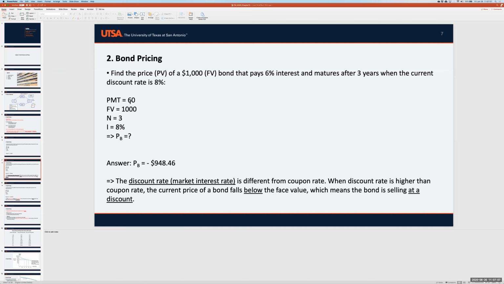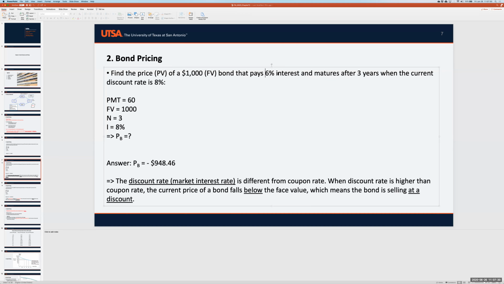So same, the payment is 60. How can we find this? The 6% interest payment on $1,000, the future value is 1,000, the number of periods is 3, and the discount rate is 8%. The present value of this bond is just shy of $1,000. So the discount rate, the market interest rate, is different from the coupon rate.